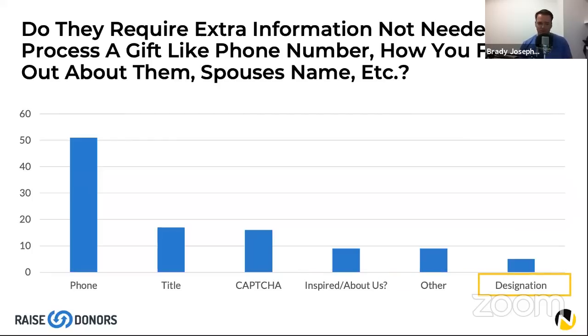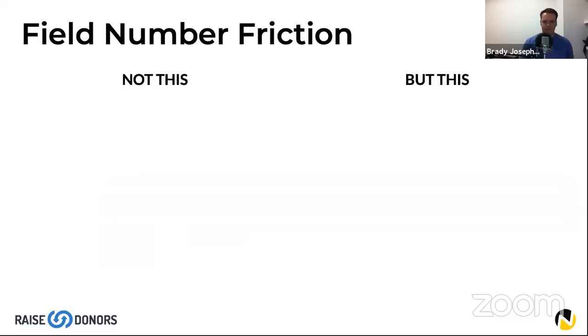And then designation. There weren't many, but some required designation without pre-selecting one. We'll talk about decision friction in a bit, but if you're going to require or have designation, you should make it easy and at least suggest one. So those were some of the areas that people were making required.